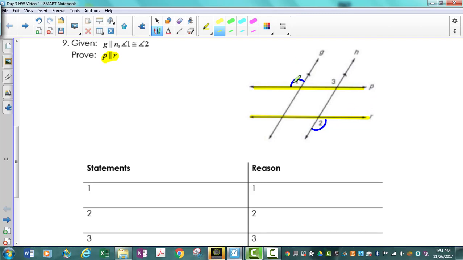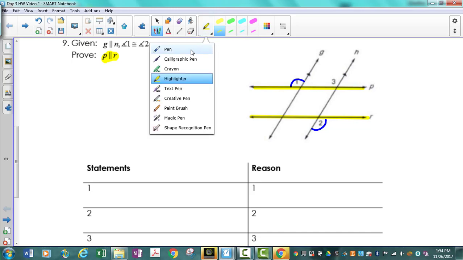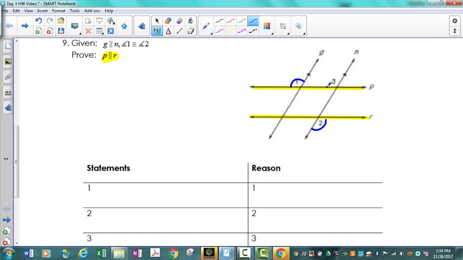Now I see that I have angle 1 and angle 2 congruent. Angle 1 and this other marked angle, angle 3, are also congruent. What type of angles are 1 and 3 with respect to the parallel lines G and N and transversal P? That's right, they're corresponding angles. So now I have an action plan. So I'm going to start by writing my given information that G is parallel to N and angle 1 is congruent to angle 2. That's given.